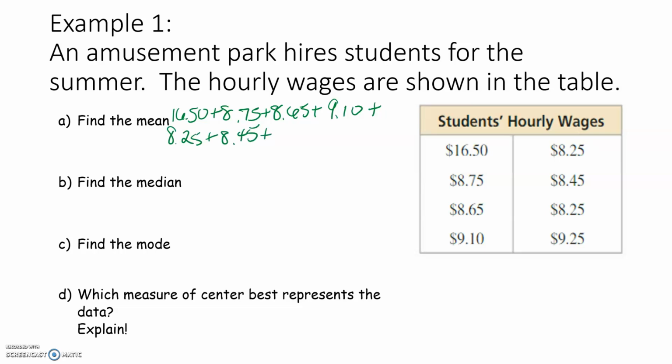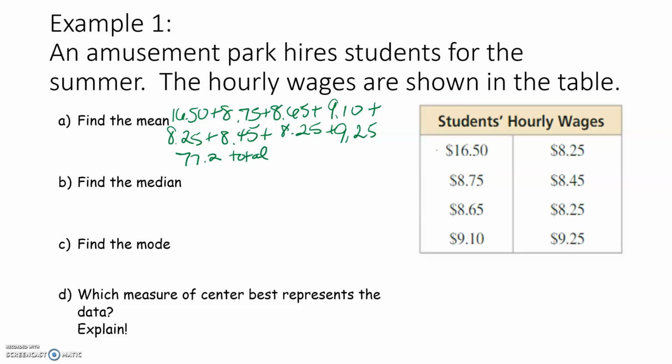Okay, so think about these as what you could be paid if you worked at Worlds of Fun. Okay, these are all the different prices or wages, so we're going to add all of those together. So go ahead, pause the video at any time, do this in your calculator, add them together. You guys should get 77.2.